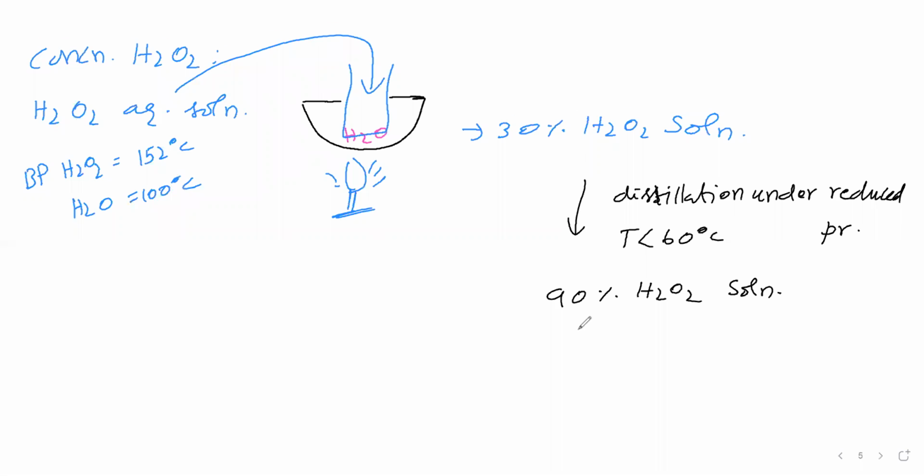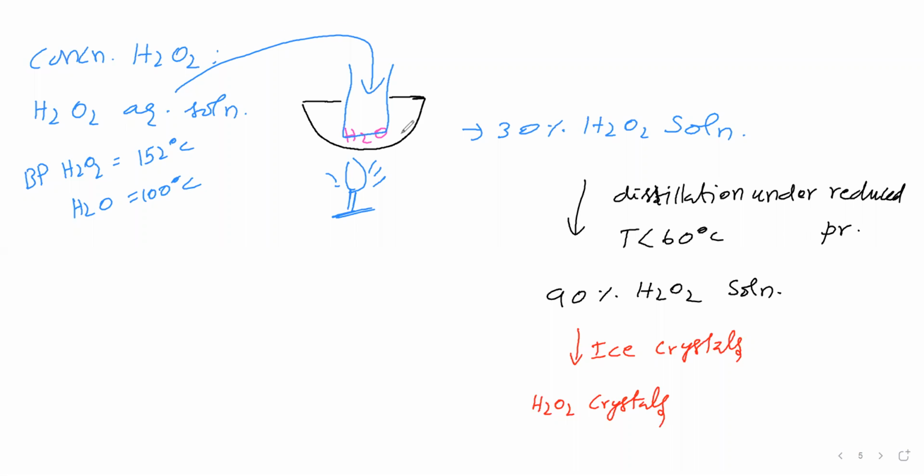Then we are keeping this solution in ice crystals and allowing it to cool. When we keep this solution in ice crystals, the water present in this solution becomes ice that can be removed. What is remaining? Hydrogen peroxide crystals. So we are getting hydrogen peroxide crystals. This is the method of concentrating hydrogen peroxide. This is the method to remove water molecules from hydrogen peroxide solution.